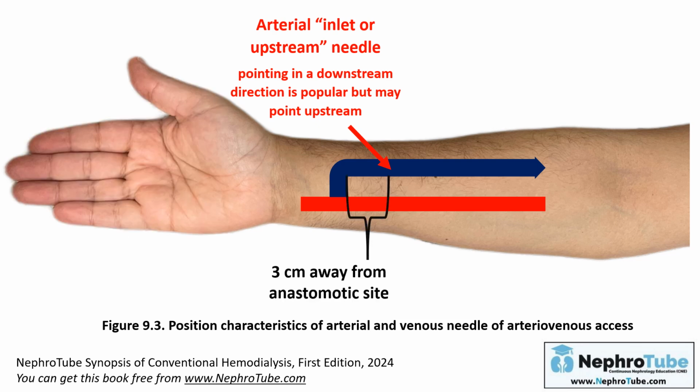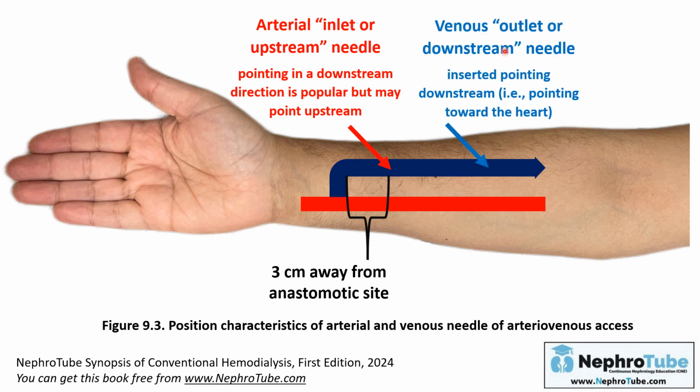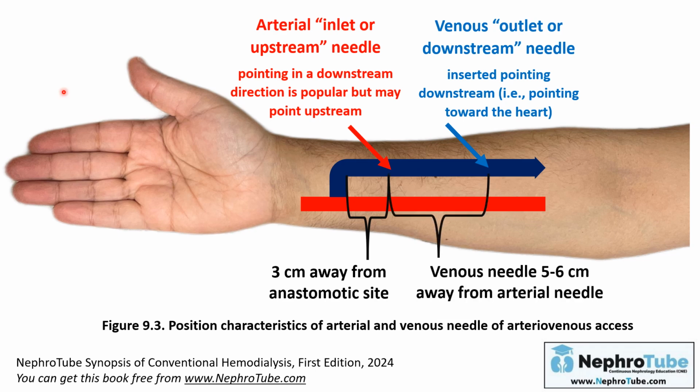An important point is that the arterial needle should be away from the anastomotic site. This is the anastomotic site, about 3 cm or more. This is important to protect the anastomotic site from cannulation injury. Then the venous needle, which is called the outlet or downstream needle, is always inserted pointing downstream, directed toward the heart, always in this direction. And the distance between the arterial needle and the venous needle should always be between 5 to 6 centimeters.